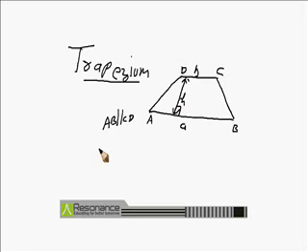So the area of the trapezium is half the sum of the parallel sides, that is a plus b, into the distance between them, that is h. So area is equal to half into a plus b into h. This is the area of a trapezium.